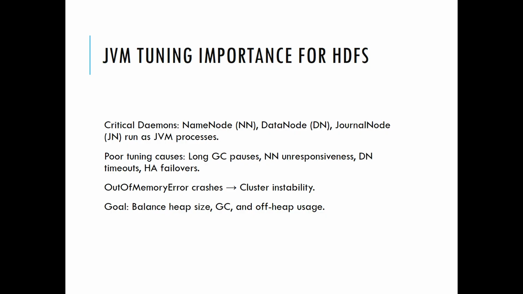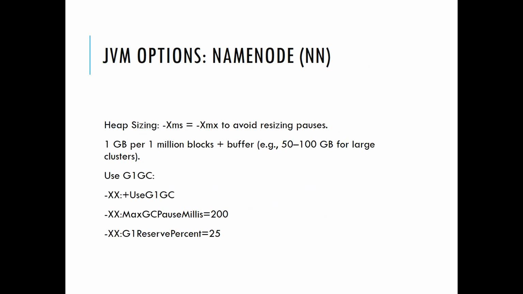The goal of JVM tuning is to achieve a careful balance between heap size, garbage collection configuration, and off-heap memory usage, ensuring both performance and resilience. The NameNode is the most memory-intensive daemon in HDFS. Heap sizing is crucial. Set the initial and maximum heap size using Xms and Xmx and keep them equal to avoid expensive heap resizing pauses. A good rule of thumb is 1 GB per 1 million blocks plus a safety buffer. In large clusters, this can mean 50 to 100 GB of heap.